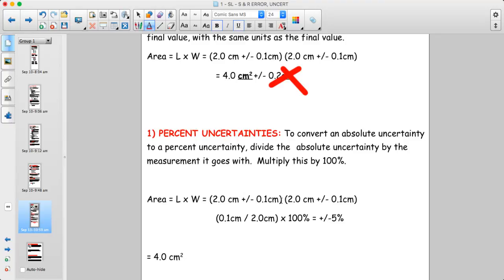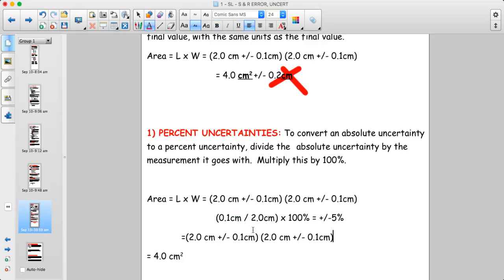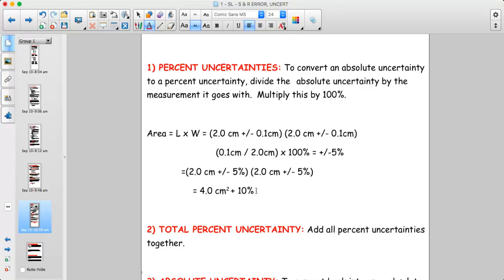So you could actually rewrite your calculation like that, where instead of having it with a unit, now it says I've got 2 centimeters plus or minus 5%, and I've got 2 centimeters plus or minus 5%. Well, the cool thing about percentages is that they don't really have units. So that means that when I do the calculation, I actually can add them together. I can say it's 4 centimeters squared plus or minus 10%, right? So if I turn them into percentages, that allows me to add them together. So that's actually what we've just done in step 2.